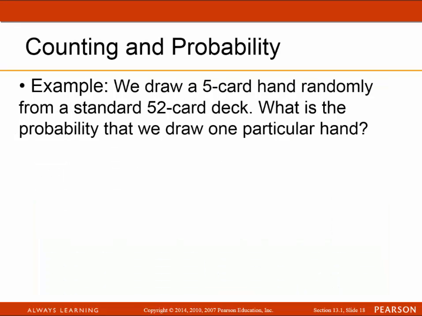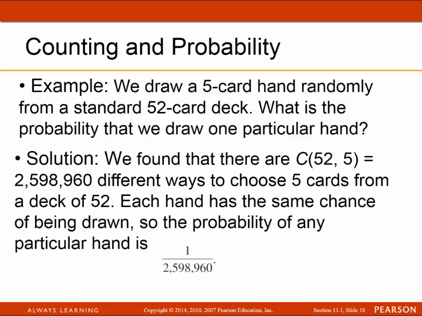Now we draw a 5-card hand randomly from a standard 52-card deck. What is the probability that we draw one particular hand? Here we found that the combination of 52 objects chosen 5 at a time is 2,598,960 different ways to choose 5 cards from a deck of 52. Each hand has the same chance of being drawn, so the probability of any particular hand is 1 divided by 2,598,960.